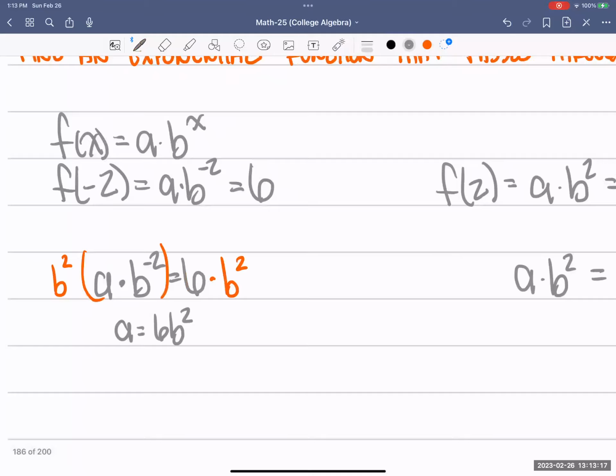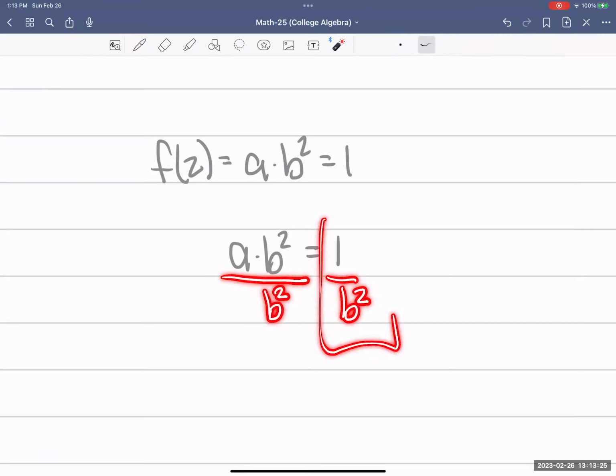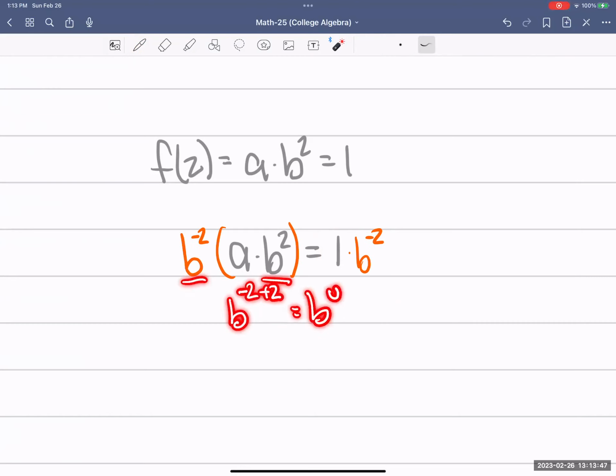And over here, let's see what we could do. Exact same thing. One thing we could do is just divide both sides by b squared. Over here on this side, you could see that we end up with b to the -2, or we could just multiply by that reciprocal. Here we have these two with the exact same base. b to the -2 plus 2 gives us b to the power 0, which is just 1. So a times 1 is a. Over here, we have b to the -2.